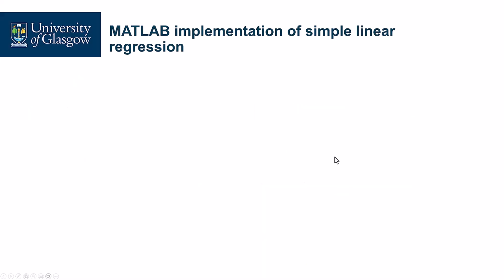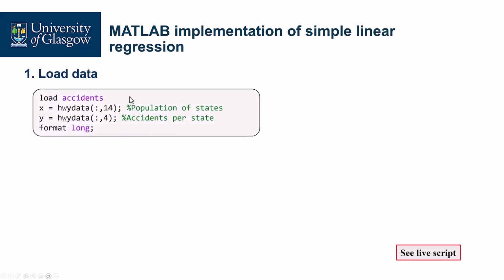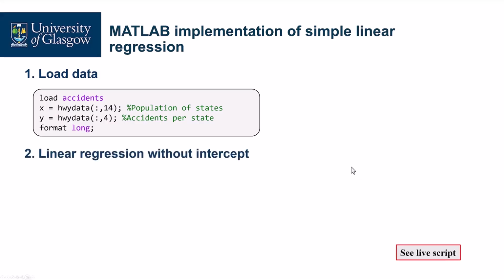So now we can first load the data. These are the built-in data in MATLAB, so you can load the data here. And then we select the necessary data, the population of states, and the fatal accidents per state. So X and Y are prepared. Then we can do two kinds of linear regression. The first way is we do the linear regression without intercept.